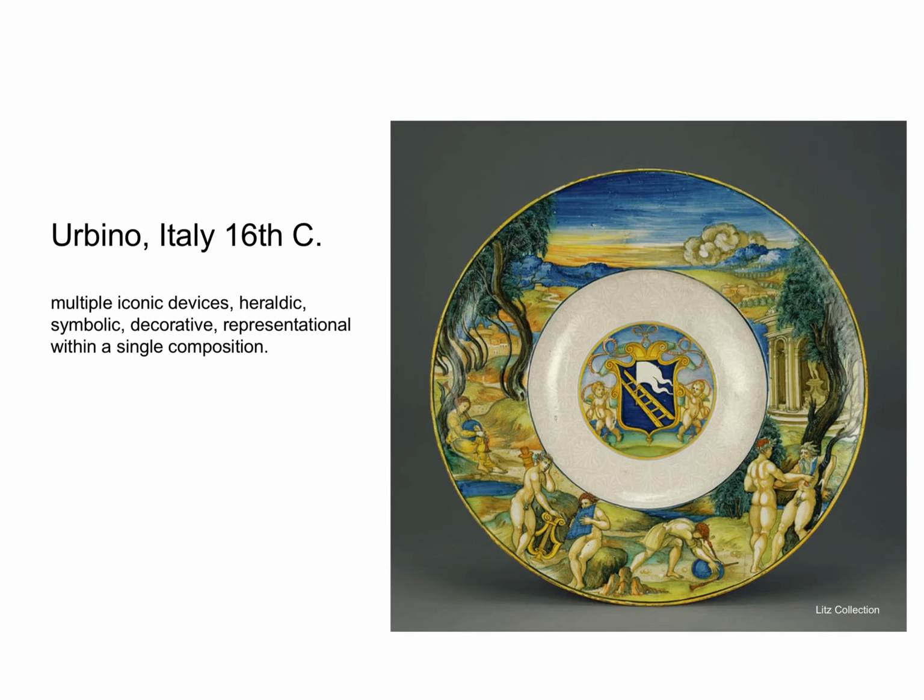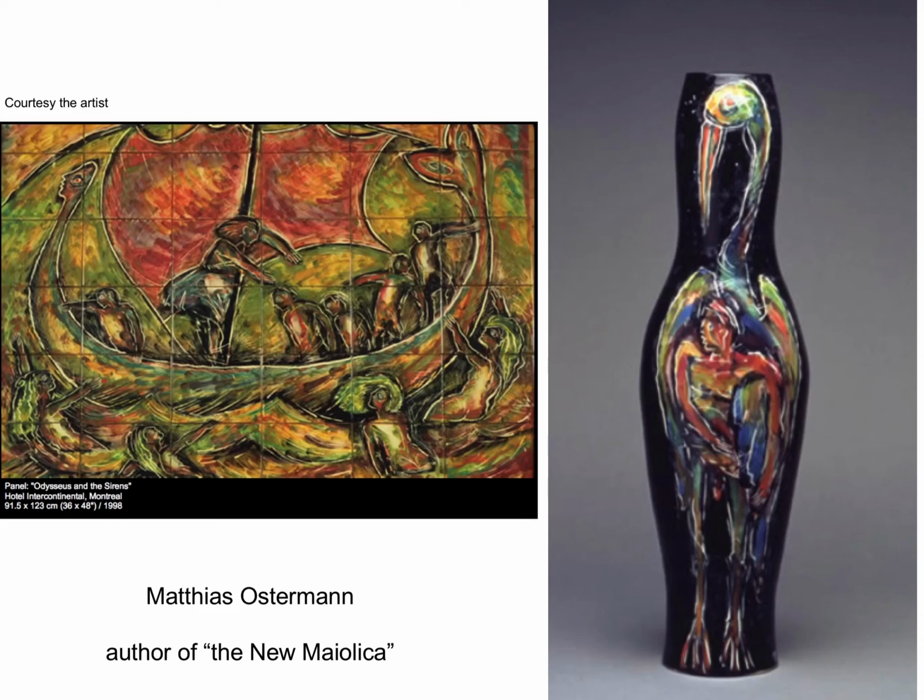And something I have mentioned in the decorative aesthetic as well is when multiple iconic devices, heraldic, symbolic, decorative, representational, are inserted within a single composition. So within a single object, you have all of those various iconic devices, ways of putting images together, on one object. And again, this is a precedent that I will defend happens first in ceramic history, and that has then a tremendous influence on the development of future art forms all the way to the contemporary work we make today.